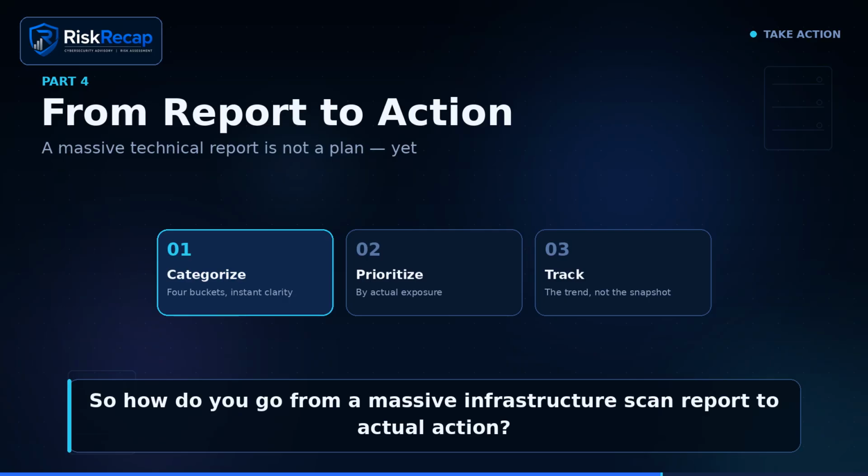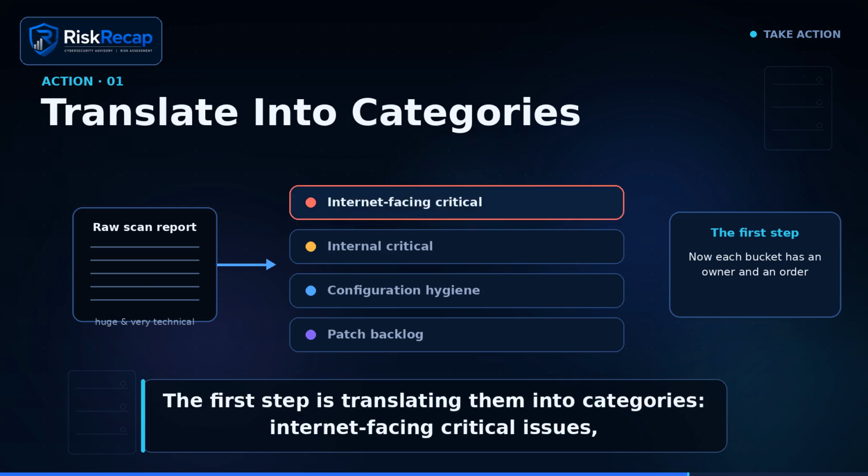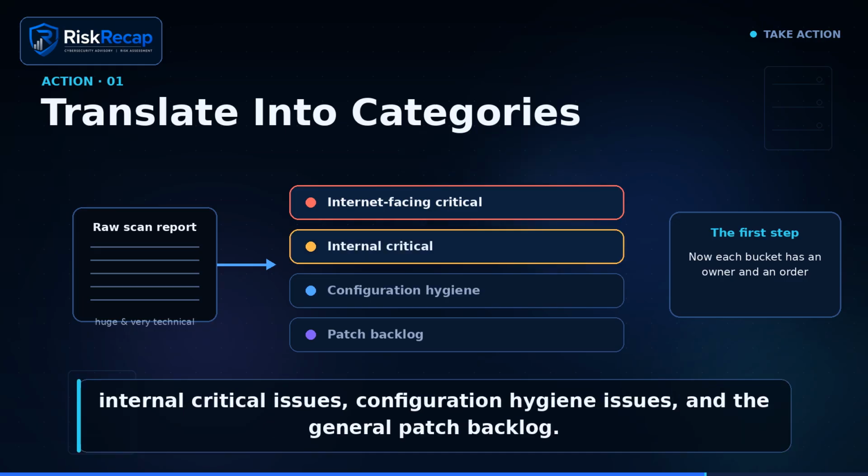So how do you go from a massive infrastructure scan report to actual action? These reports are often huge and very technical. The first step is translating them into categories. Internet-facing critical issues, internal critical issues, configuration hygiene issues, and the general patch backlog.